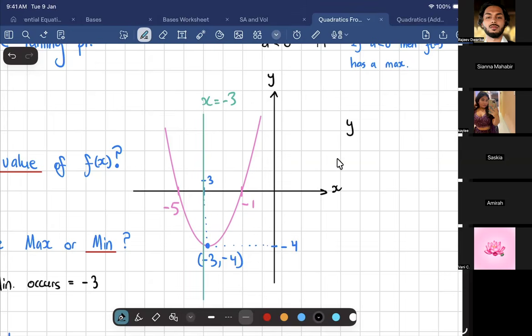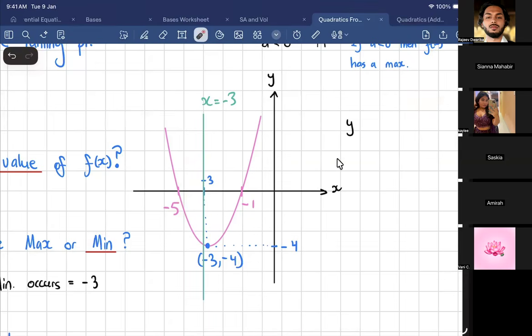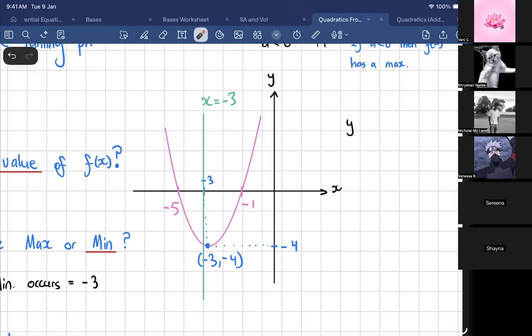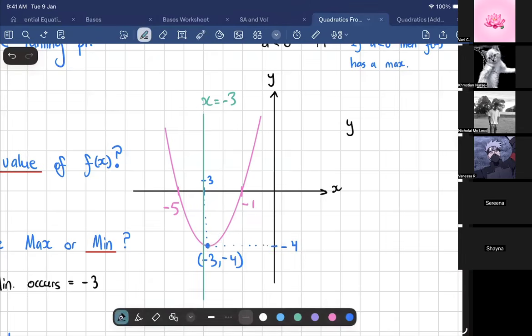So could I get anything less than -4? No, sir. Let me ask that question to the class. Guys, Kaylee, Saskia, Amira, Vani, Nikolai, Serena, Vanessa, Christian, could I get a value less than -4? Look at the graph. No, sir. Because where's the minimum value this graph going down to? -4. So -4, sir.